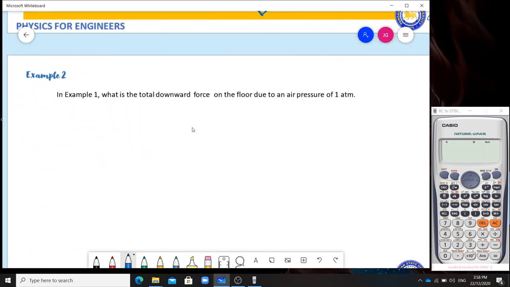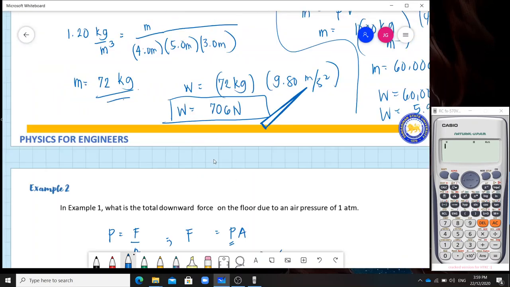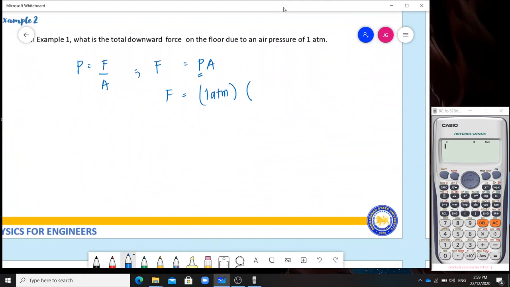So, example number 2. What is the total downward force on the floor due to an air pressure of 1 atm? Ano ba ang pressure? Diba? That is force over area. Tama ba? So, force is equivalent sa PA. Meron tayong pressure na given, that is 1 atm. Okay? Times area ng floor na 4 times 5. Okay. 4 by 5. 4 times 5. Okay. Ang 1 atm ay equivalent sa 101325 Pascal. Ang Pascal ay equivalent sa Newton per meter squared.